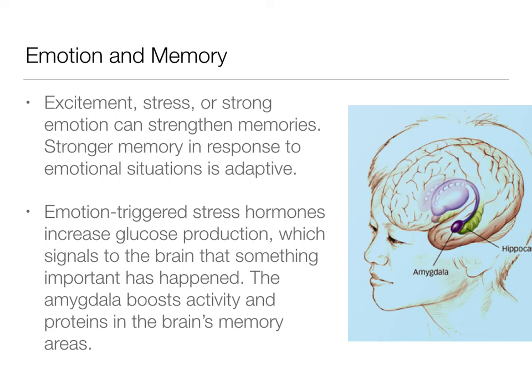So again, those hormones increase the sugar production in our body, which tells the amygdala, hey, pay attention to this. This is something we need to know. So again, we'll see that emotion and memory are linked. Your book talks about different situations where this can happen. We can talk about flashbulb memories. So some of you may remember where you were when you heard about 9/11.